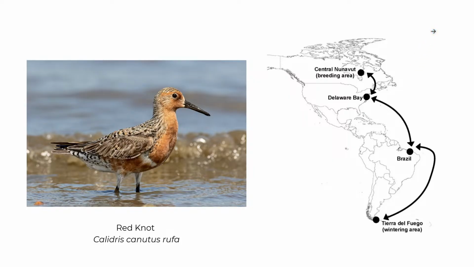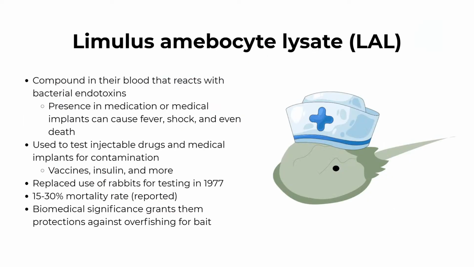But horseshoe crabs are also important for us. Horseshoe crabs do have blue blood, and it is used in medical applications. They have a protein in their blood called limulus amoebocyte lysate, or LAL. I know this is a lot of text on the screen, but we'll just go through it. This compound will react with bacterial endotoxins. And if you use any sort of injectable medication, whether that's insulin, vaccines, or any other medication that needs to go into your body, if there are bacterial endotoxins in that medication, you can have fever, shock, even death. So this is pretty serious.